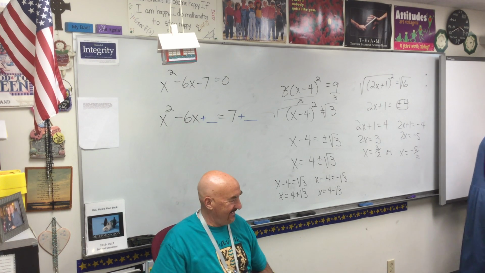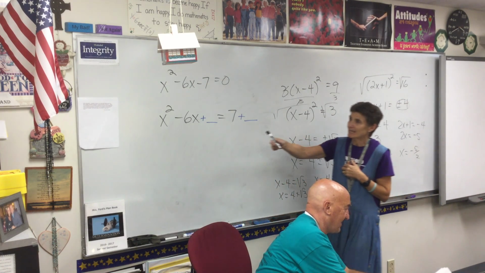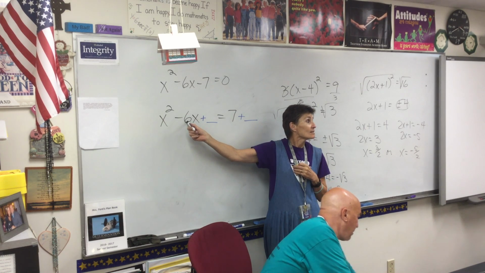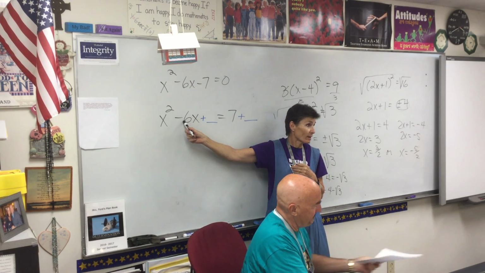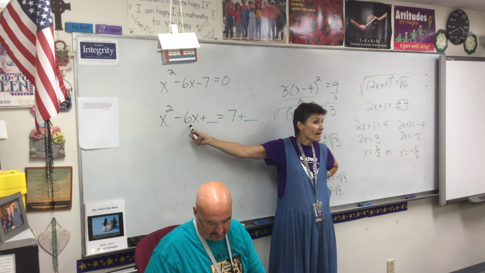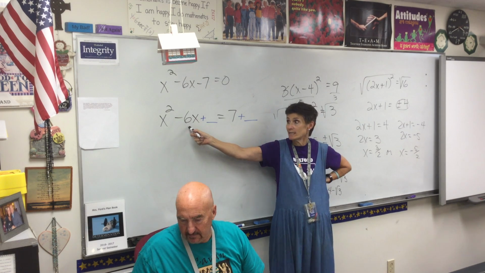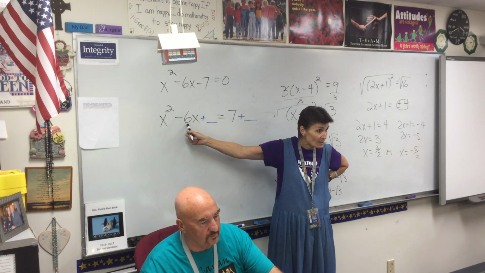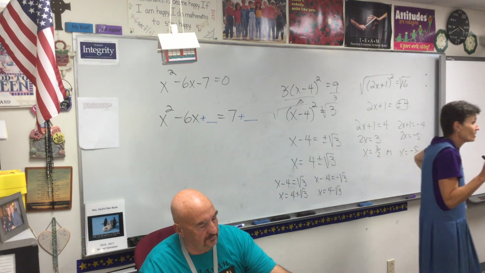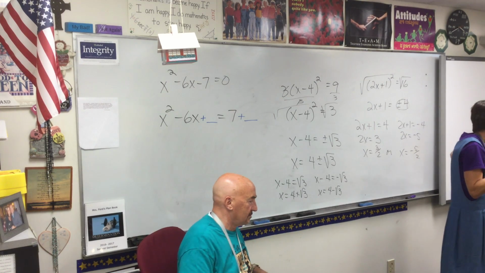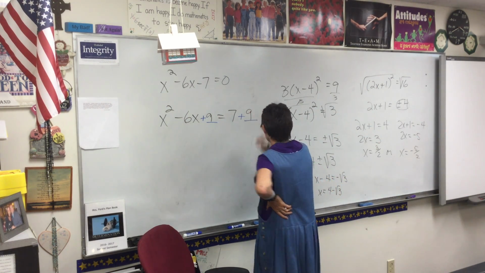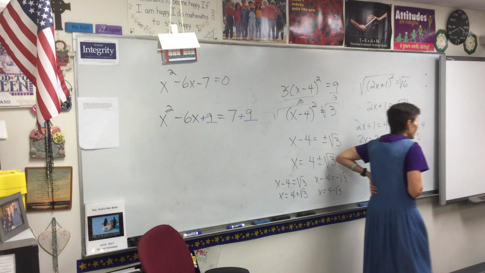Let me give you a hint. It has to do with taking half of this number, -6, and then squaring it. So make a little note. You take half of the x coefficient, so whatever number is right here, take half of it and square it. So half of 6 is 3, and 3 squared is 9, and that's what we're going to put in the blue blank.